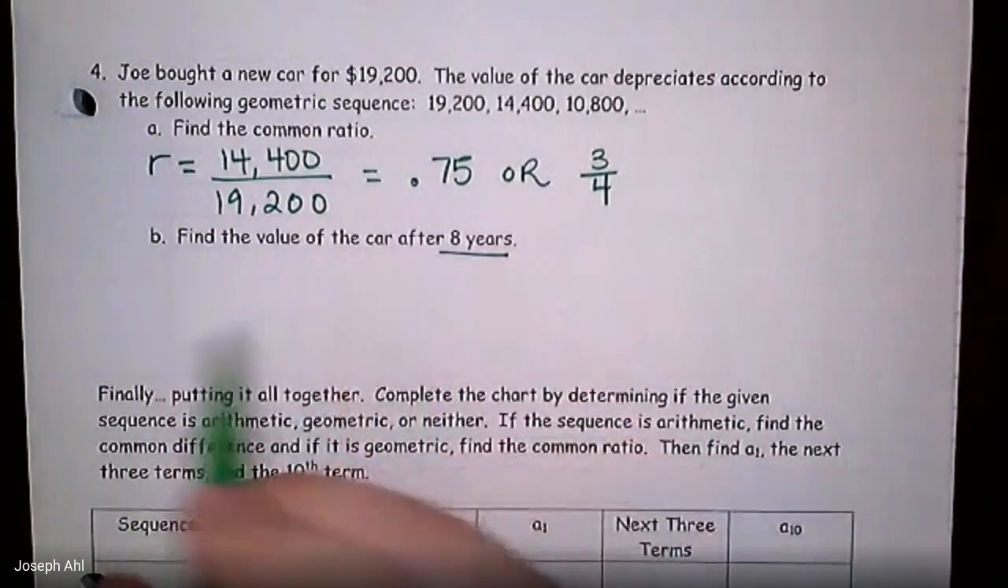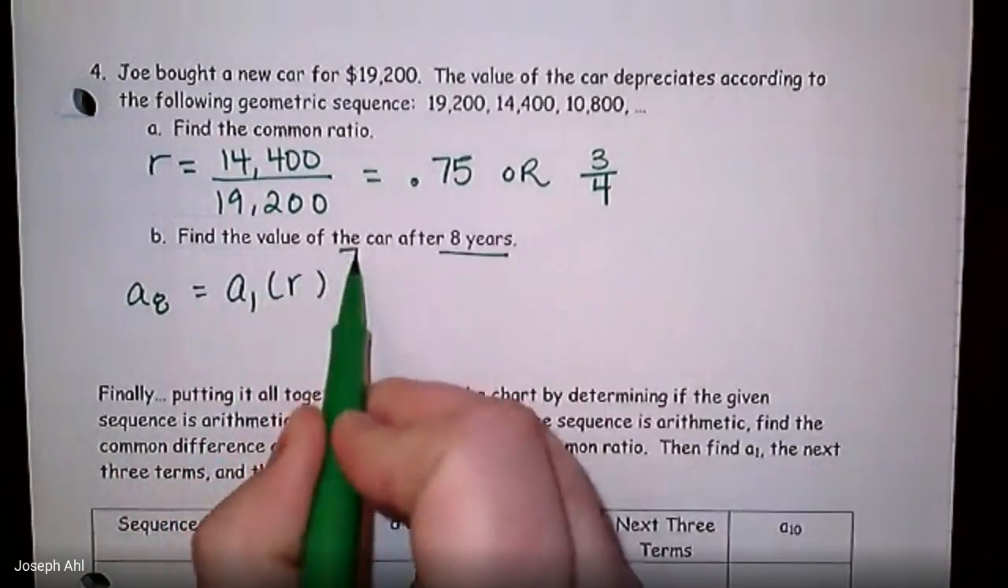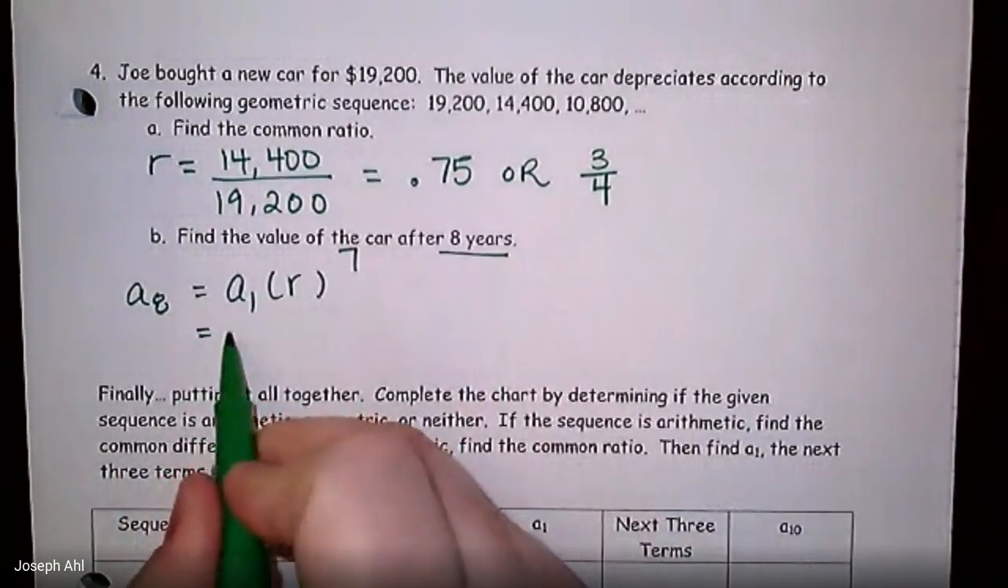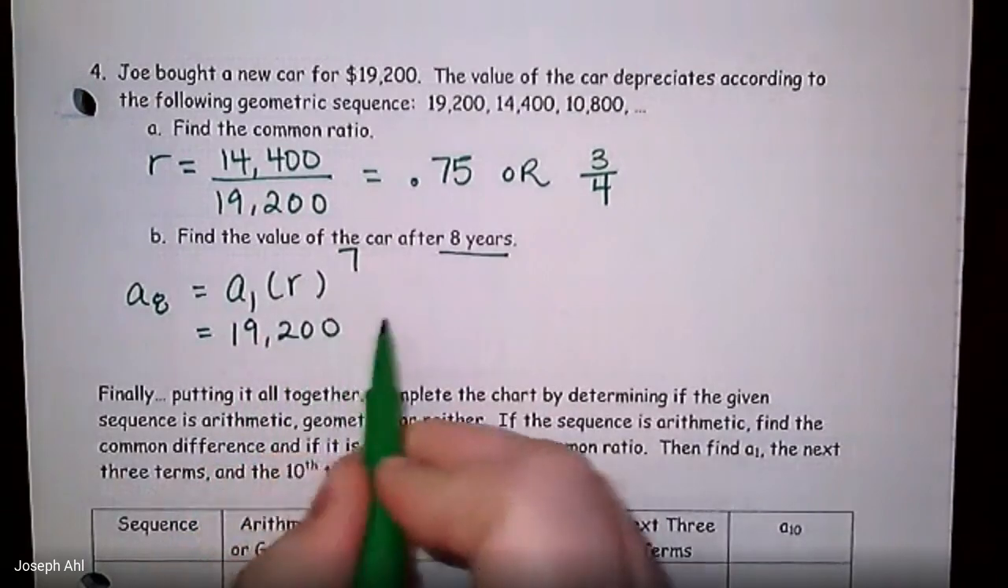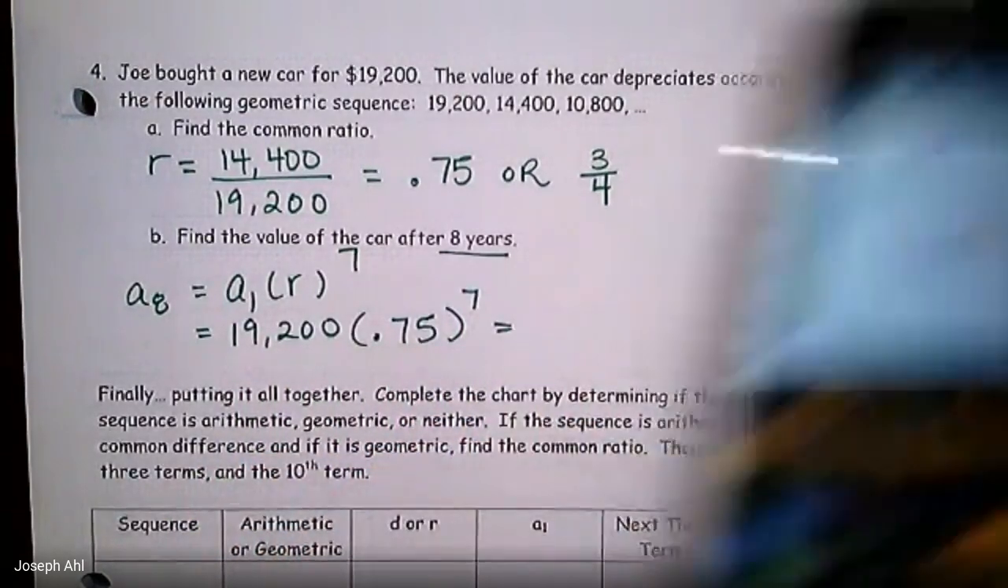Find the car value after 8 years. So 8 years later, that would be A1 times R to the 7th. The initial value is 19,200. Okay, and if you like decimals, just use that 0.75 we had there.